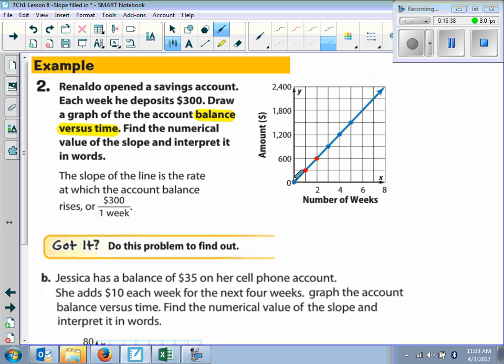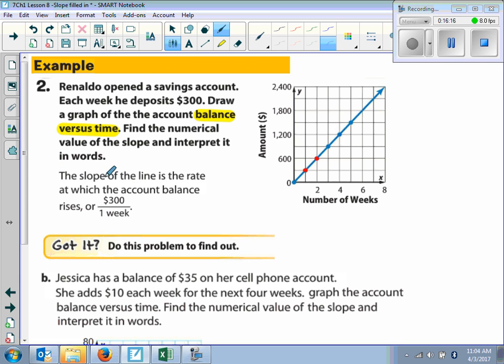So in the first week, he had no money, right? After when he starts, he has no money, I mean. After the first week, he deposits $300. So that's (1, 300). Everybody see that? After the second week, he's going to deposit another 300. So that's going to be (2, 600). And the next one is going to be (3, 900), right? Is everybody with me? Because he's depositing 300 every week.